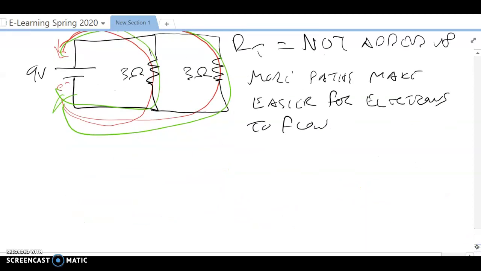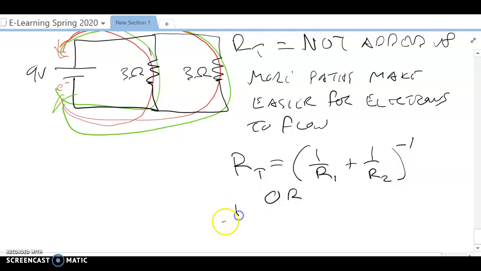So we have new math here. The total resistance is the inverse of the inverses added up. What? And then you have to flip that. Or a better way to put it is 1 over the total resistance equals 1 over R1 plus 1 over R2 plus dot dot dot.